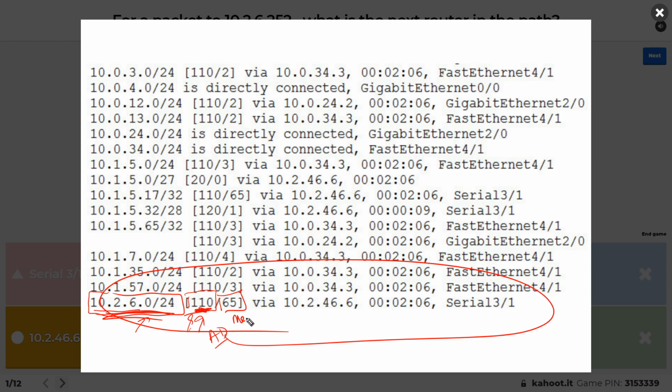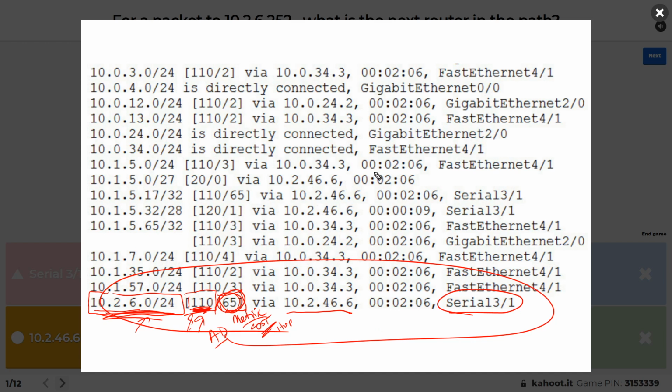In our case, this is the administrative distance. This is the metric. It's funny that we have different words for different things. Sometimes they call this number a metric, depending on the routing protocol. In OSPF, it would be called cost. And if you're running RIP, it would be hop count. And the next hop is 10.2.46.6. And the egress, the outbound interface, is serial 3/1.